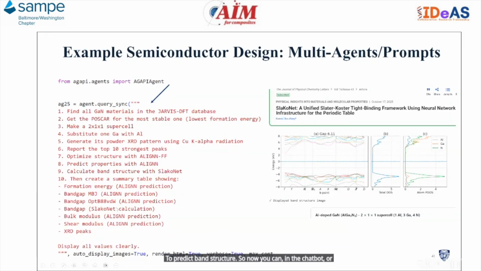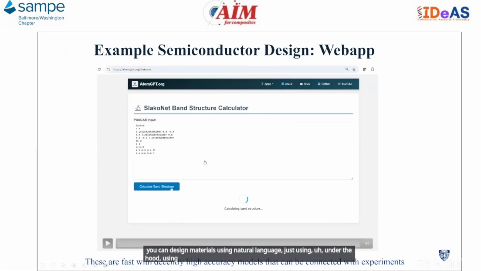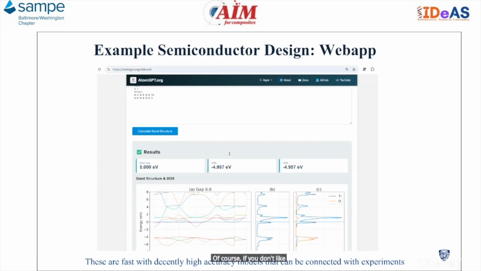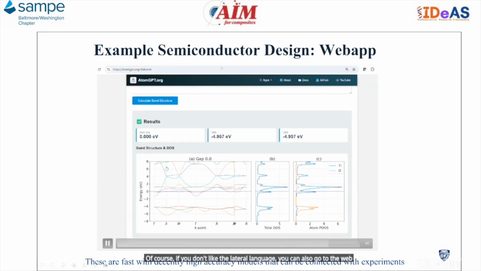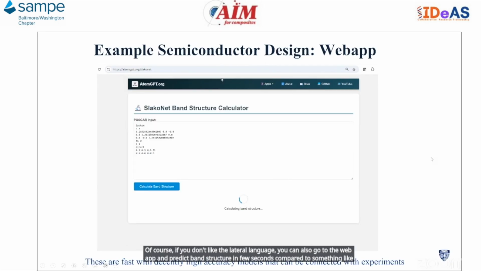So now in the chatbot, or in an agentic way, you can design materials using natural language, using these fast AI models under the hood. Of course, if you don't like the natural language, you can also go to the web app and predict band structure in a few seconds compared to something like DFT.